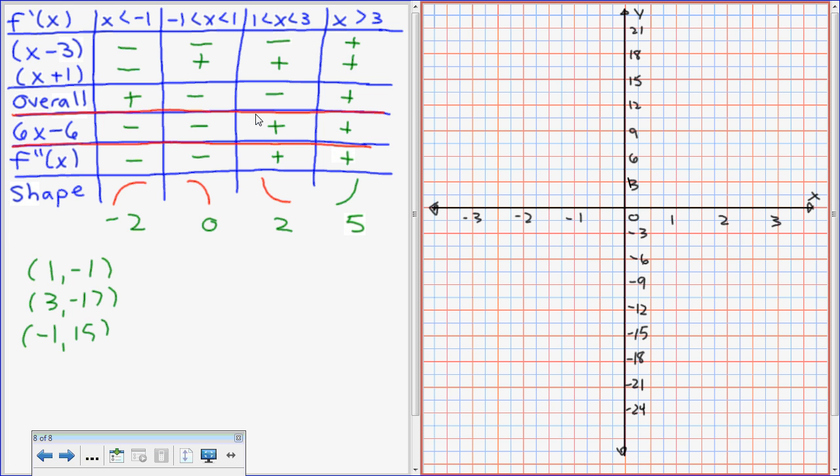Okay, so you're going to put your point at 1 and negative 1, which is going to be right about here. Your point at 3 and negative 17, which is going to be down here someplace. And then negative 1 and 15, which is going to be up here. Okay, so there are the dots I just drew on the graph. We're actually just going to connect the dots now and we're going to finish.